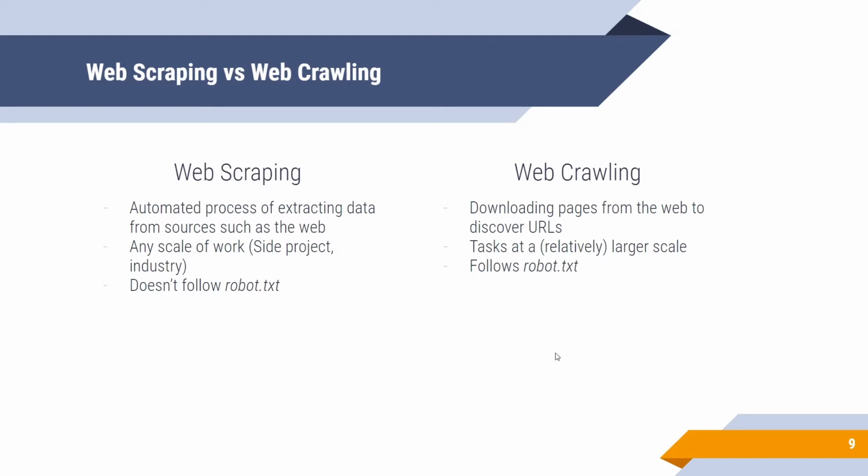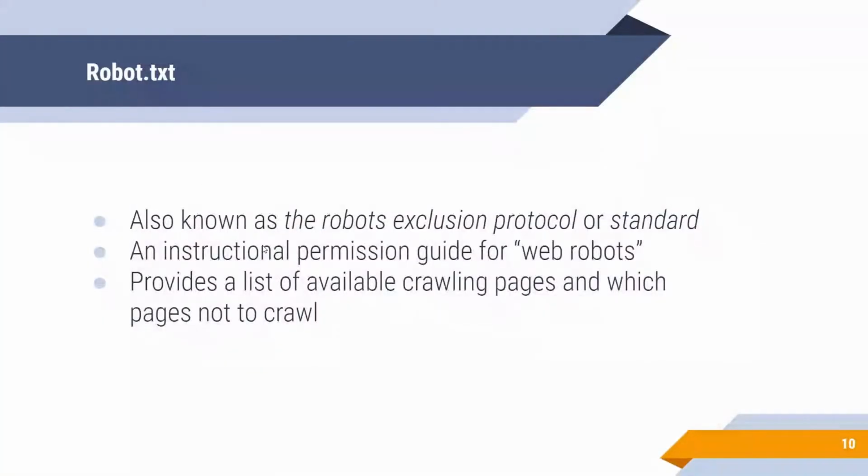So what is robots.txt? It's also known as the robots exclusion protocol or standard. This is an instruction permission guide for web robots, the robots that perform the automated process of whatever you tell them to do. This robots.txt essentially provides a list of available crawling pages and which pages you don't want the robots to crawl or discover.